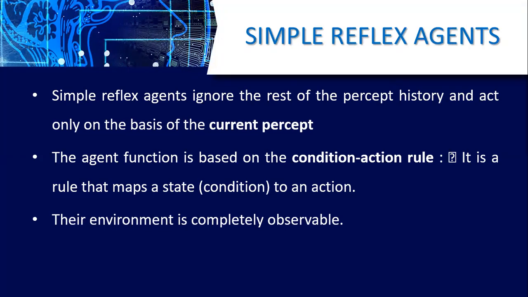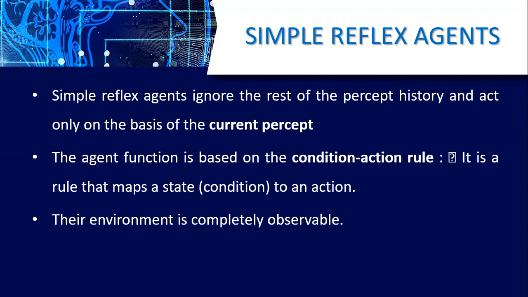First, the simple reflex agents. They ignore the rest of the percepts history. Percepts means the sequence of inputs received from the task environment. The task environment is the surroundings where the agent gets its inputs. So simple reflex agents ignore the rest of the percept history and act based upon the current input.